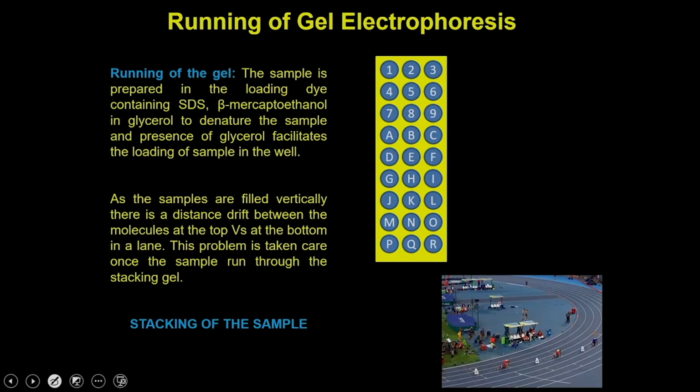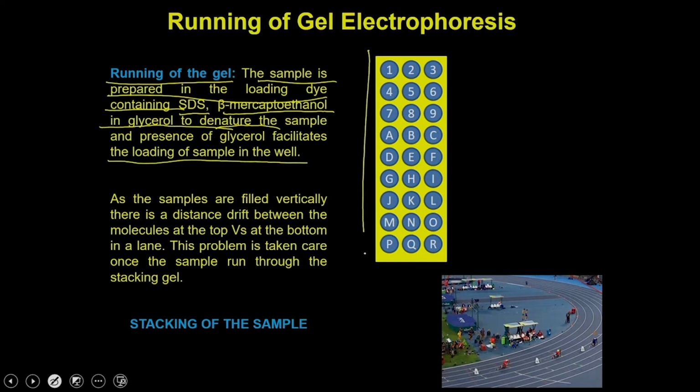The running of the gel. The sample is prepared in the loading dye, which contains SDS, which is the denaturing agent, and beta mercaptoethanol, which is going to break the disulfide linkages, and all these will be present in glycerol, because the glycerol is required to provide density to the sample, so that it facilitates the loading of the sample in the well. Now, you can imagine that this is a typical well where you have loaded different types of samples.